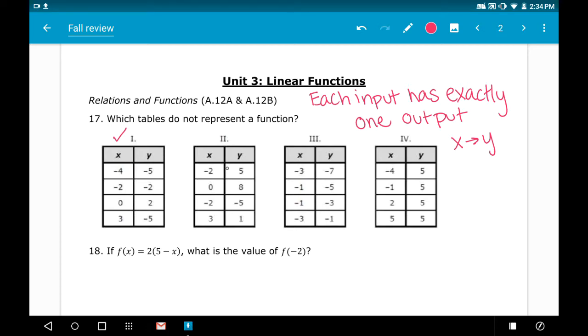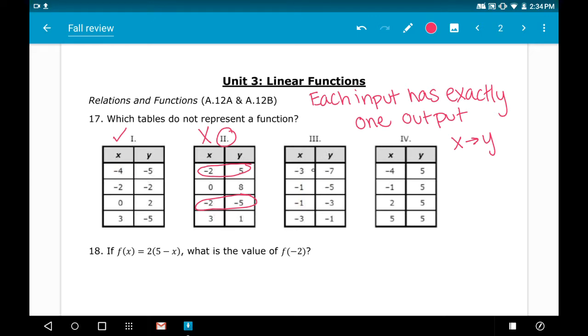For number 2, we have our x's are -2, 0, -2. So we have a problem here because we have two -2's for x's. So this is saying that -2 maps to 5, and -2 is mapped to -5. So since -2 goes to both 5 and -5, that means we have more than one output for one input. So this one right here is not a function, which means 2 is one of our answers.